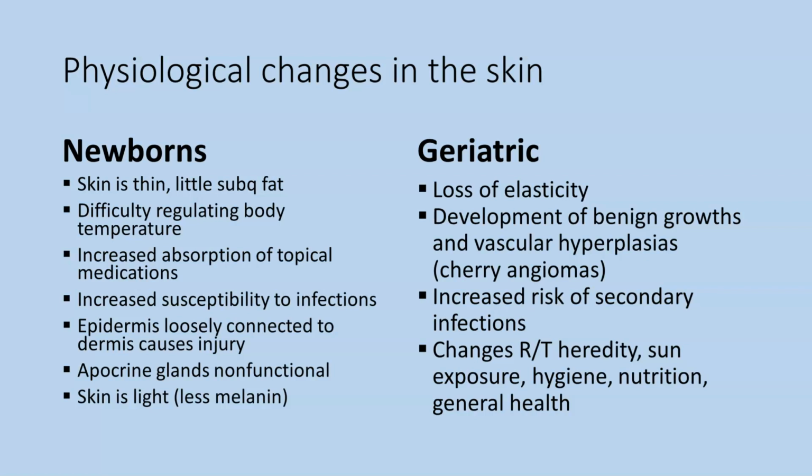In our geriatric clients, we have a loss of elasticity. They can develop benign growths, these vascular hyperplasias such as cherry angiomas, which are totally benign, but we need to be able to separate a cherry angioma from something that is abnormal. You also have an increased risk of secondary infections, usually something like cellulitis. Obviously, the most common one is probably skin breakdown from positioning. And then there are changes related to heredity, sun exposure, hygiene, nutrition, overall general health, and any underlying comorbidity.